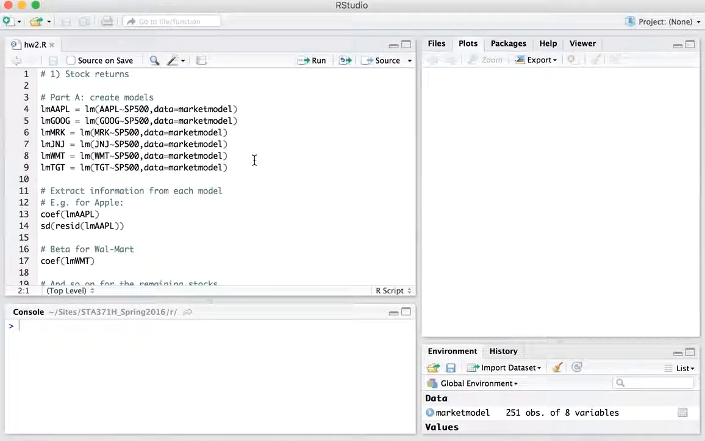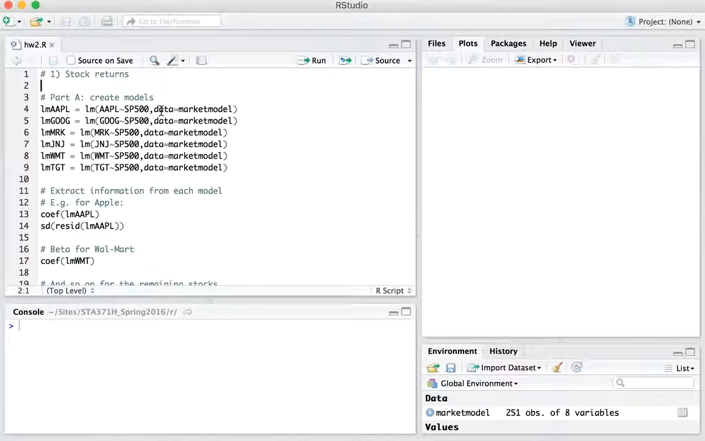Part A asks us to simply make a summary table when we try to fit a regression for each of 6 blue chip stocks. So they're Apple, Google, Merck, Johnson & Johnson, Walmart, and Target. Those stock returns on a daily basis are the outcome variable in the regression, and for the broader stock market we get the proxy variable, which is the returns on the S&P 500.